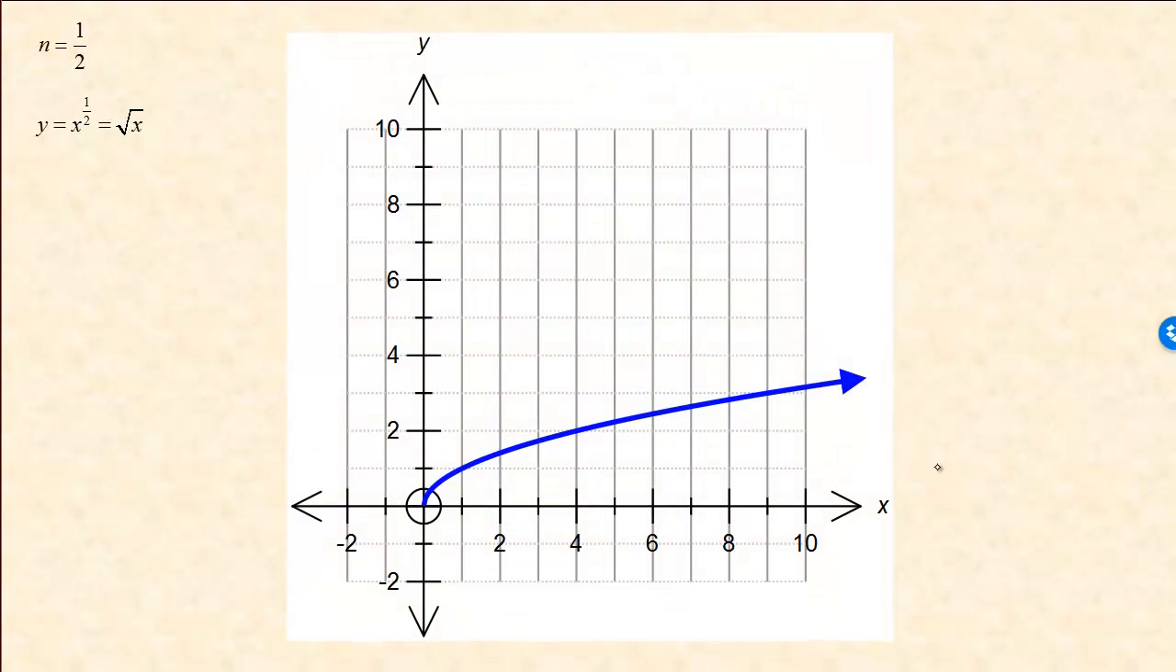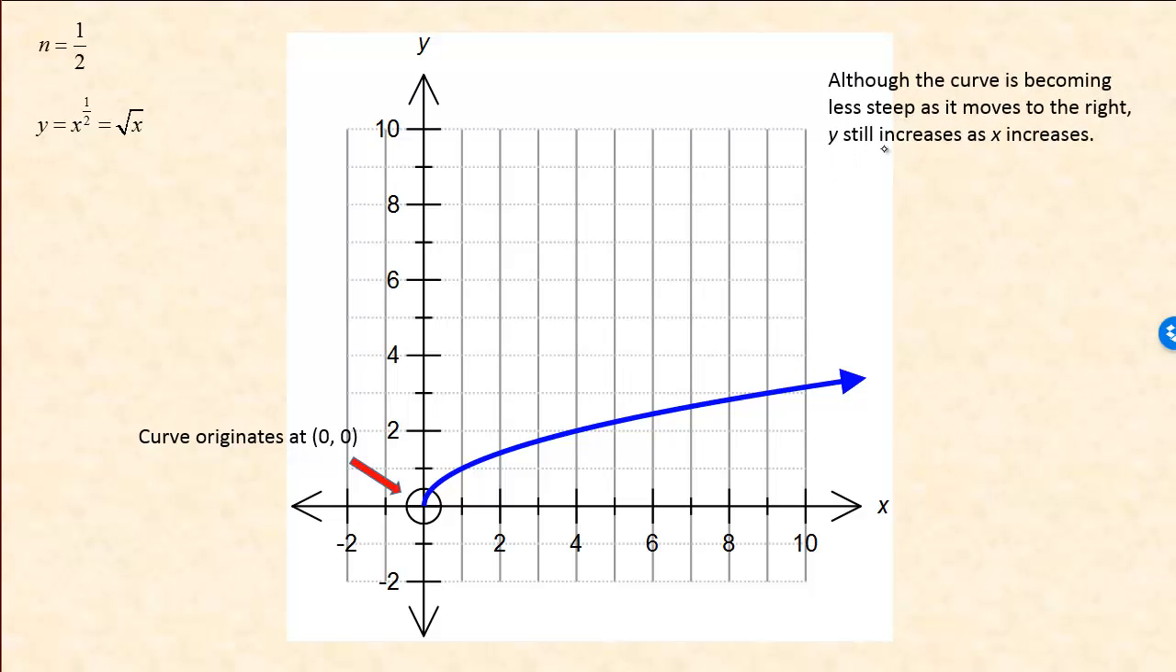Finally, we have n equals a half, so that's y equals x to the half, which can be written as the square root of x, and the graph looks like this. The curve originates at 0, 0. It just simply starts there. You can't take the square root of negative numbers, so there's no part of the curve over to the left of the y-axis.